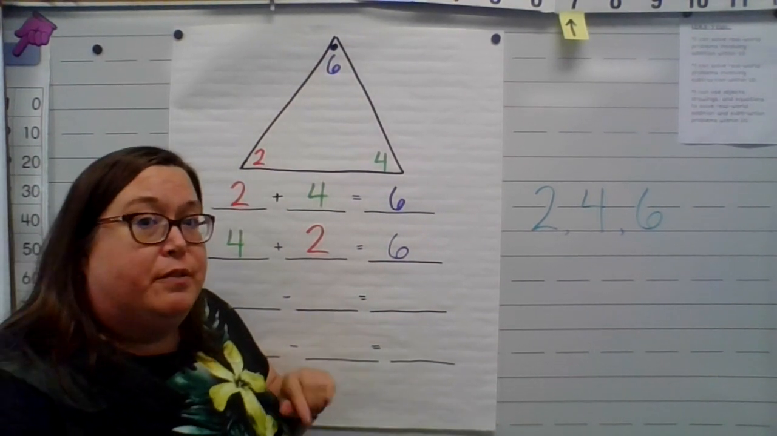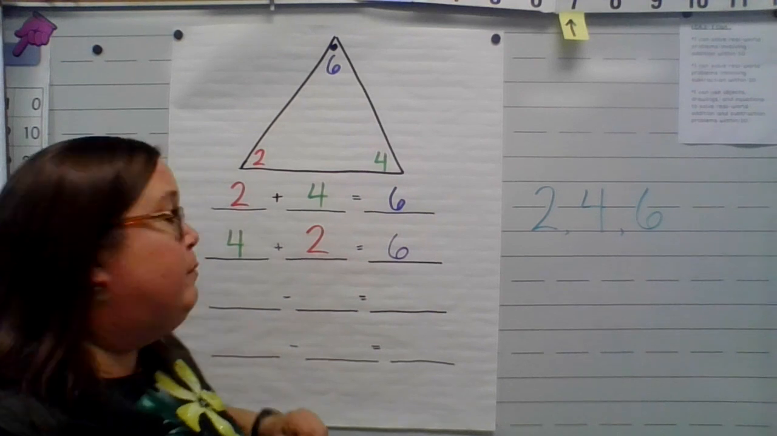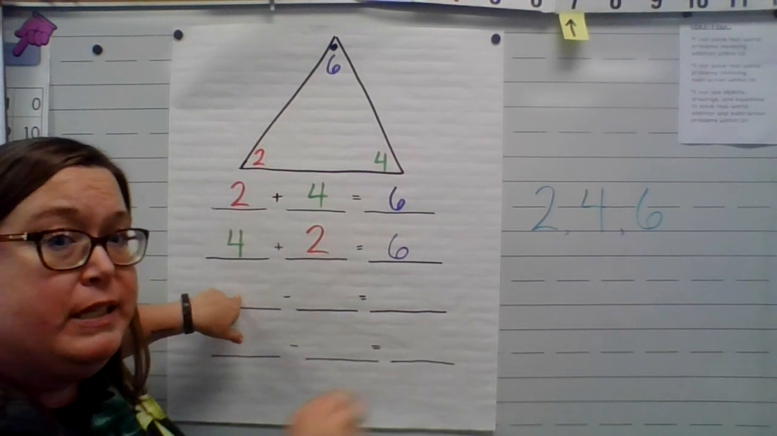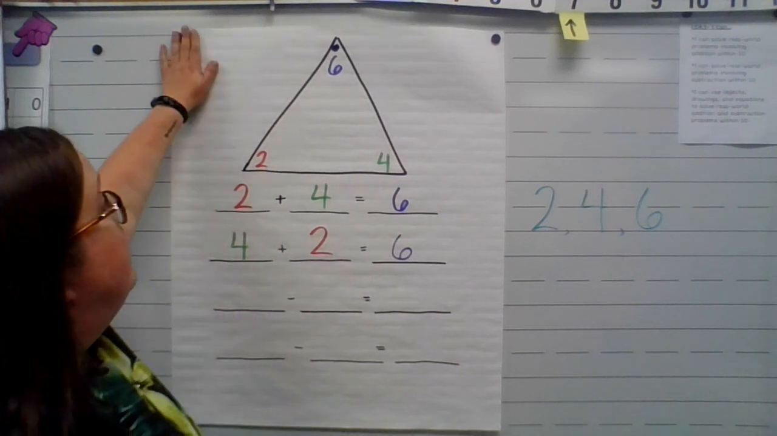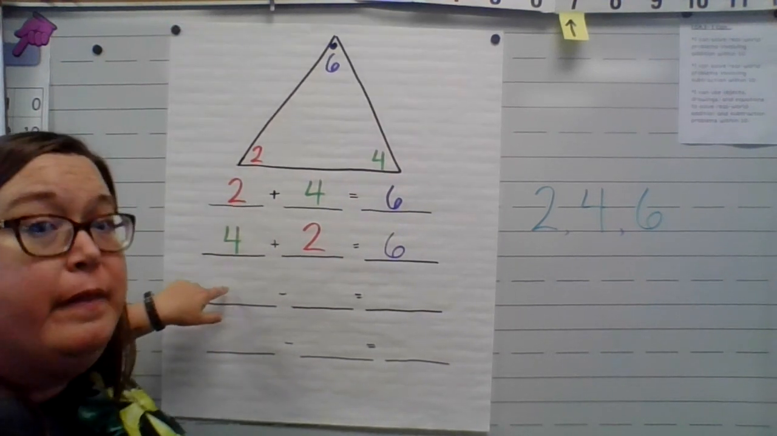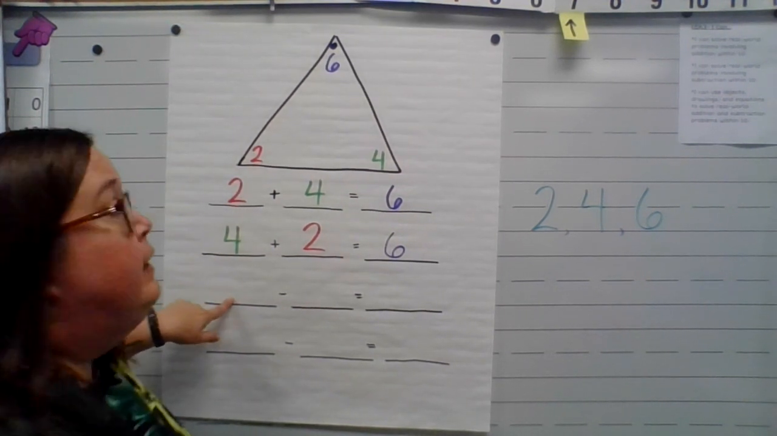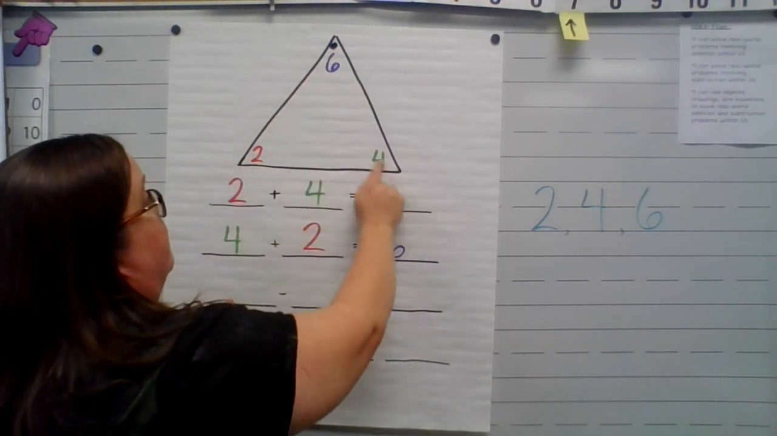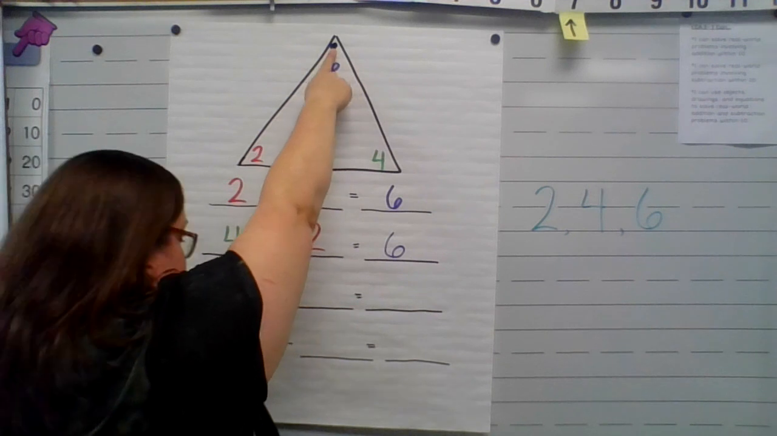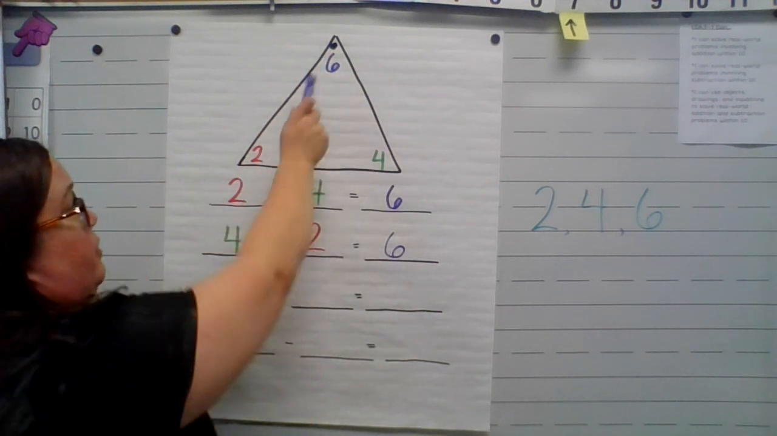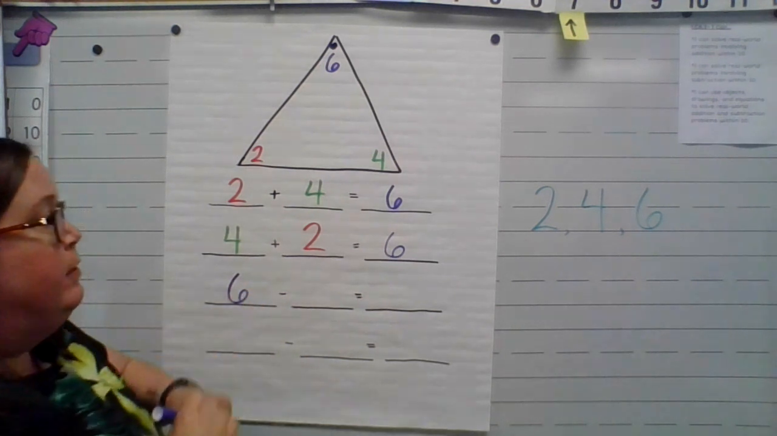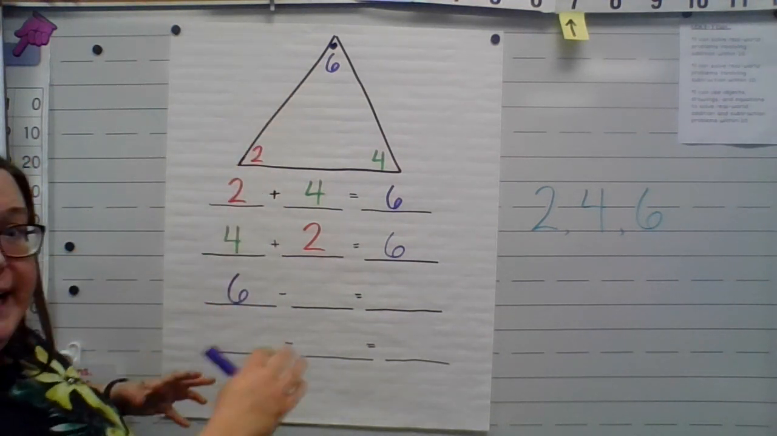The other thing that you need to remember is that when we are subtracting, we're taking away from something. So the number that we start with needs to be the biggest number. And the biggest number in this fact family is the 6. Remember, it's up at the dot. So I'm going to put 6 right here because we start with the biggest number and then we're going to take away something.